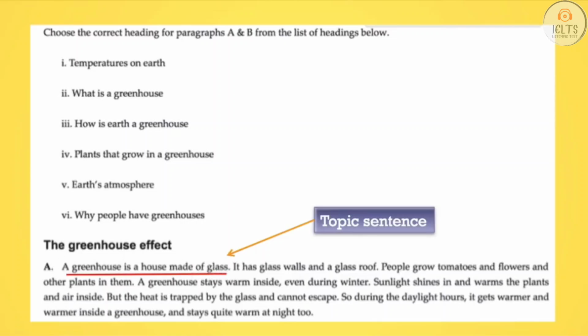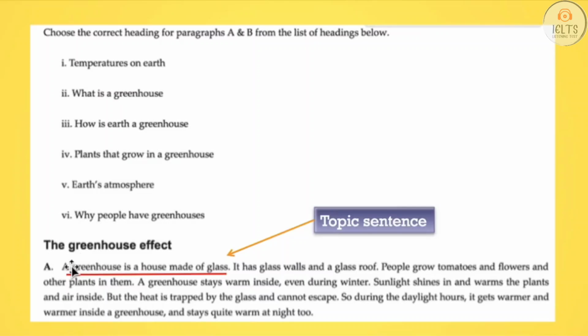So now let's look at the topic sentence. So the topic sentence is, a greenhouse is a house made of glass. And notice that every sentence that comes after the topic sentence seems like it's supporting the first sentence. So the first sentence is the main idea, and the other sentences are supporting ideas. Now tell me which is a good fit. The answer is 2. What is a greenhouse?